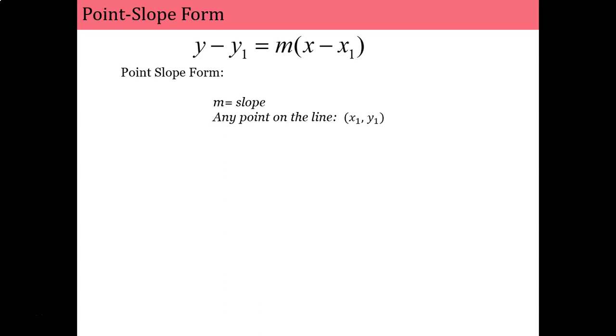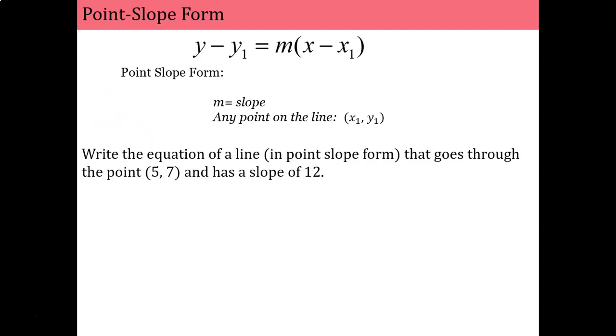Again, we're writing the equation of a line. In this equation, y1 and x1 are just the coordinates of any point on the line. So if you know any point that's on the line, you can plug in the x and the y coordinate here, and then m represents the slope. All right. Let's put this into practice with a couple practice problems.